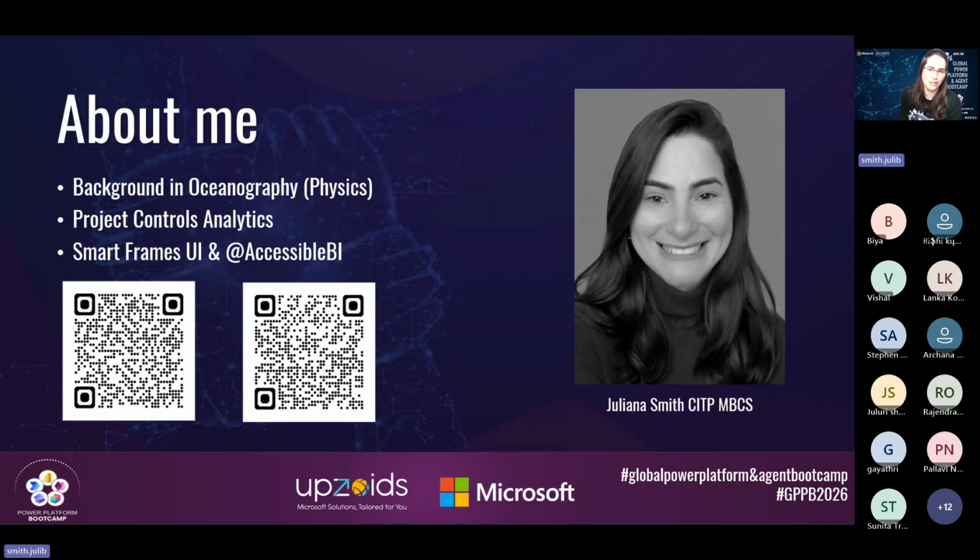Before I get started, let me briefly introduce myself. My name is Juliana Smith, and my background is actually in physical oceanography. So I started my career in data science and ocean research, and I currently work with project controls analytics. Since 2020, I have specialized in Power BI and user interface design. I have a blog called Smart Frames UI and a YouTube channel called Accessible BI, where I share content on Power BI as well as accessible design.